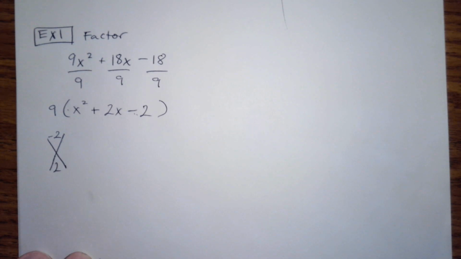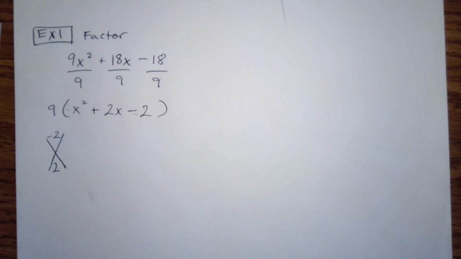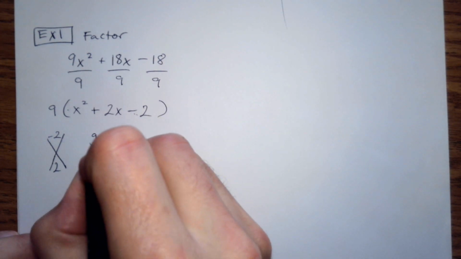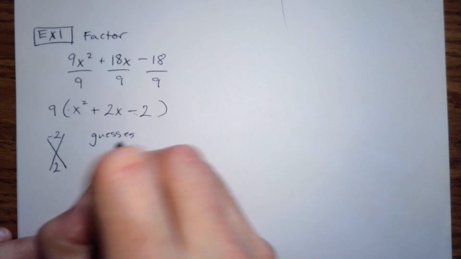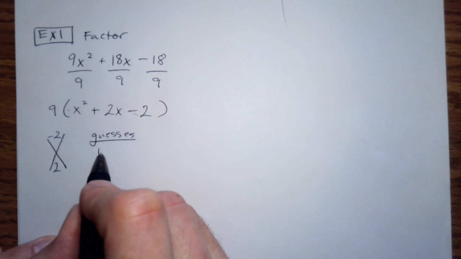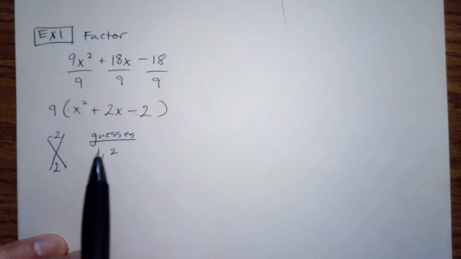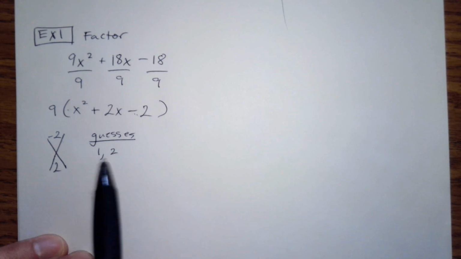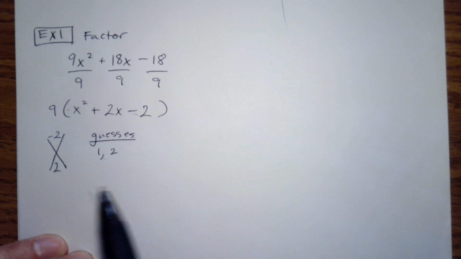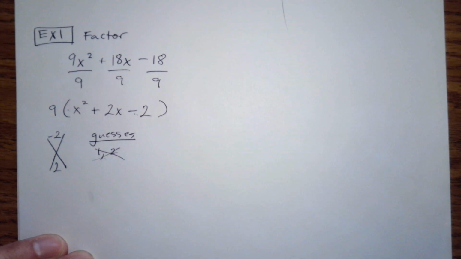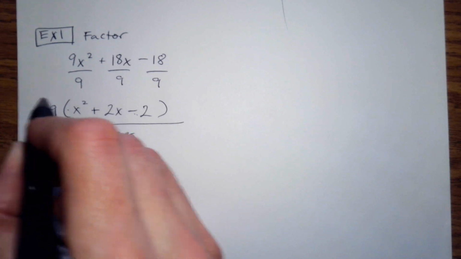So if I have the negative 2 and then a positive 2, what times what gives you 2? So let me write down my guesses. Well, 1 times 2, that's it, right? If I add these together, I get 3. And if I subtract them, I get 1. So this doesn't work. So that means we've factored as much as we can.